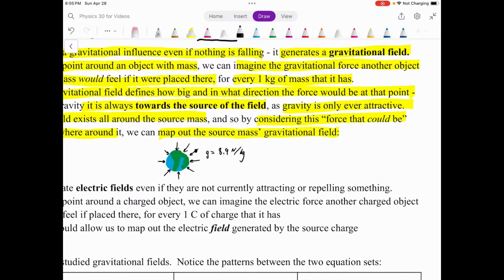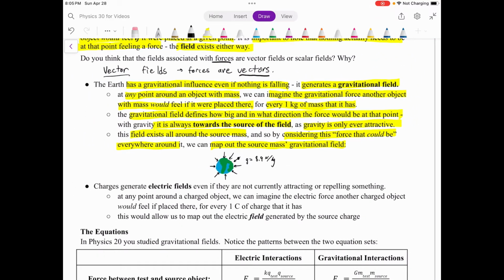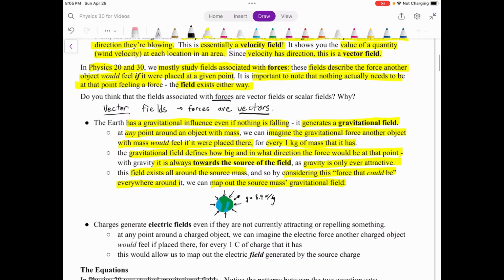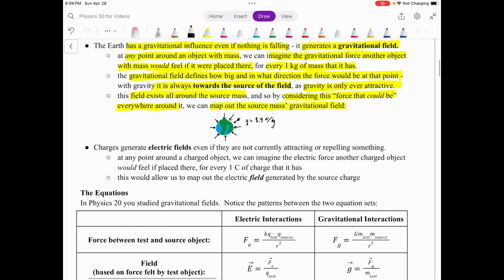All that means is that if you put 1 kilogram of mass there, it would feel 8.9 newtons of gravitational force towards the Earth. Okay. Now, if you're wondering why are we talking so much about the gravitational field, I thought we were talking about electricity now in Physics 30. Well, it's because if you remind yourself of these ideas from the gravitational field, you'll see when we start talking about electric fields, it's the exact same idea.